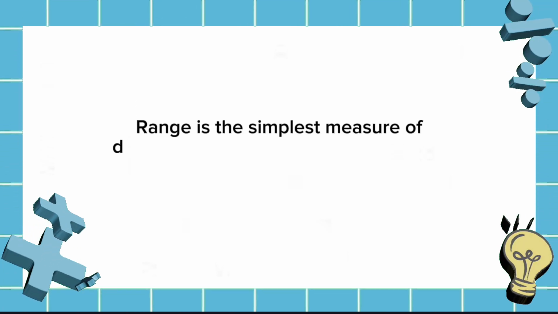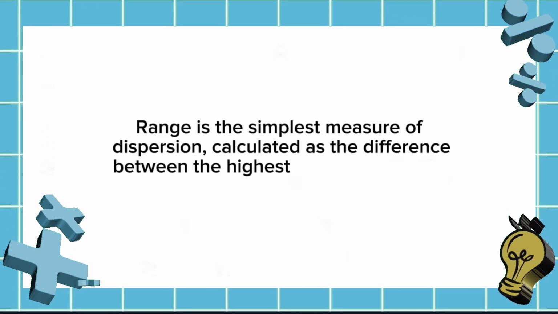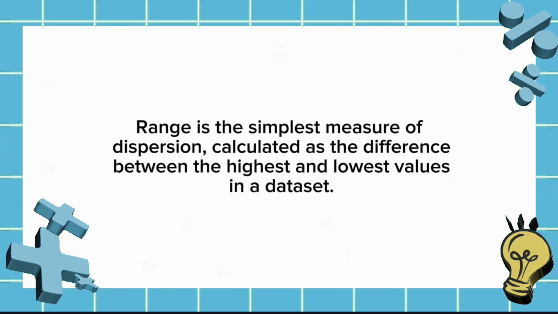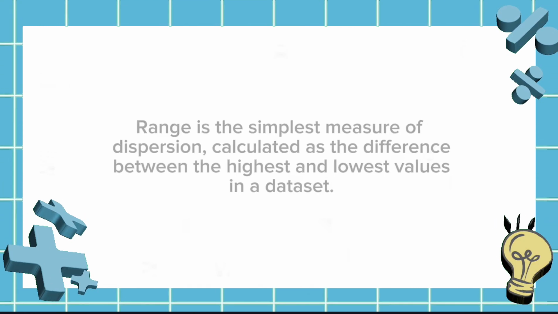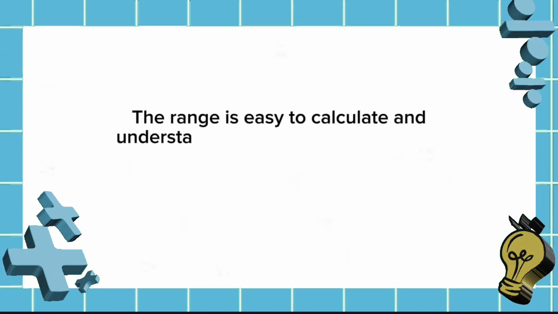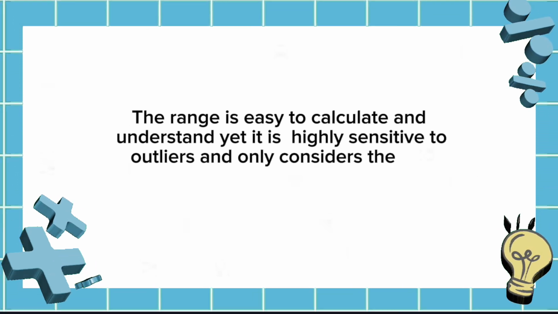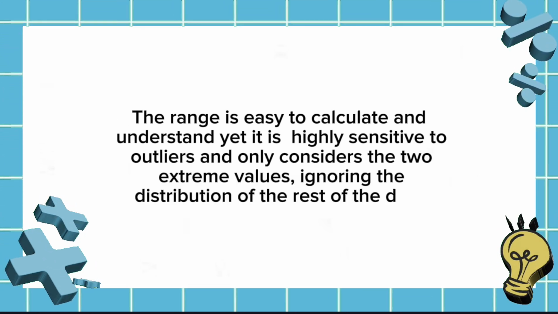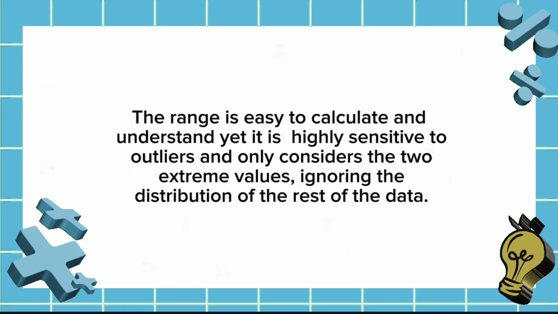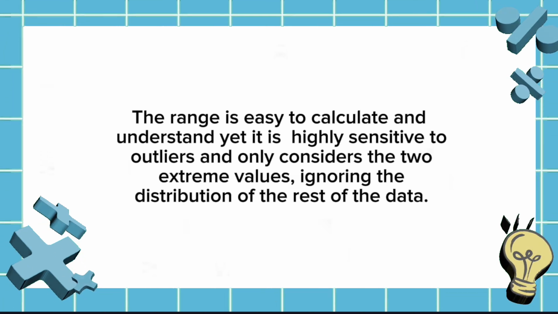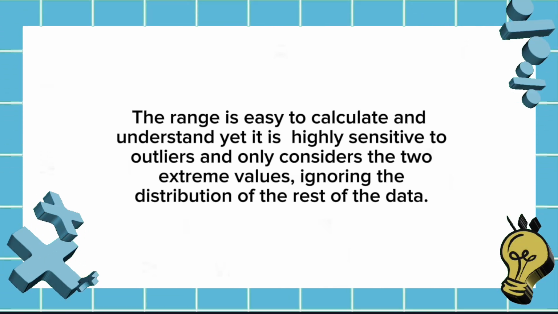Range is the simplest measure of dispersion, calculated as the difference between the highest and the lowest values in the dataset. The range is easy to calculate and understand, yet it is highly sensitive to outliers and only considers the two extreme values, ignoring the distribution of the rest of the data.